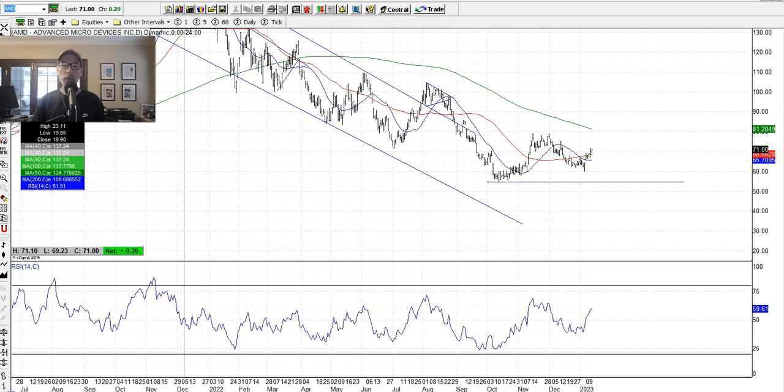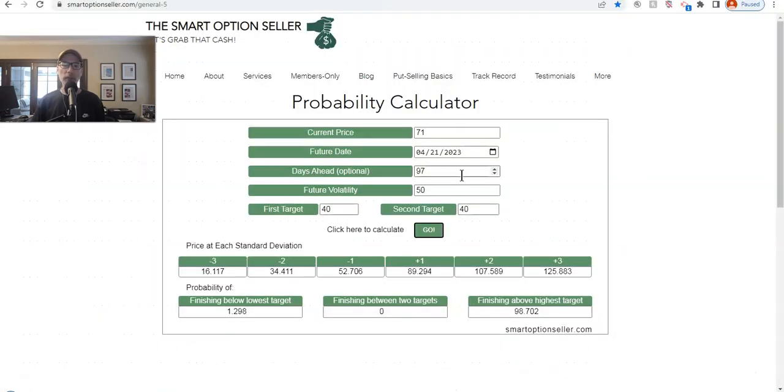So we go back to our calculator here. These are the inputs up here, and these are the outputs. All the inputs are easy to figure out. You know where the price of the stock is. You know how many days are in the future. You know what your target is. But there's this one number right here, this future volatility. What is that number, and where do you get it?